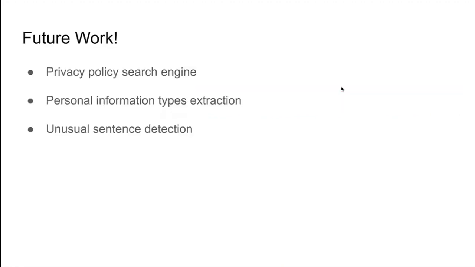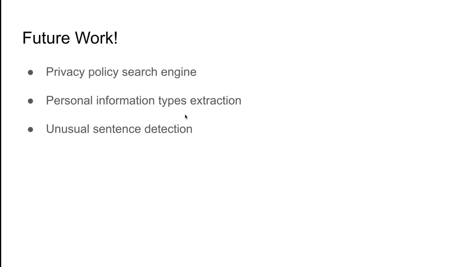And yeah, so that is about it. And for future work, we are thinking about a privacy policy search engine. We already have deployed a privacy policy search engine. I can share the details of the link of the search engine itself. We're also looking at extracting personal information types from the privacy policy itself. For example, policies often mention that they collect name, address, social security number, etc. So we want to know what data types the policy is saying that it is going to collect from the users.